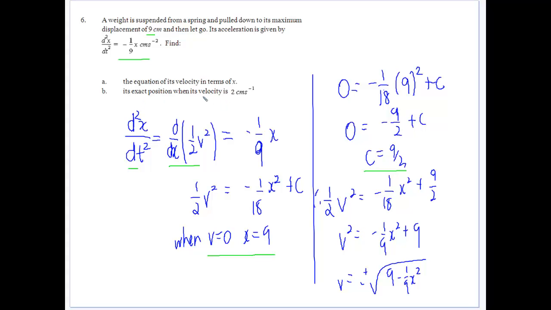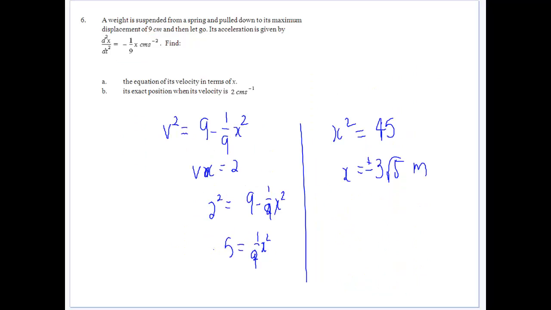Then we want to find the exact position when the velocity is 2 centimeters per second. So when v is equal to 2, we substitute 2 in, and we get 2 squared equals 9 minus 1/9 of x squared, which gives us 5 equal to 1/9 of x squared, because we've subtracted and moved everything around. That gives us x squared must be 45, so x is going to be plus or minus 3 root 5. And its velocity is 2 centimeters per second, so it's going to be in one of the two positions there.